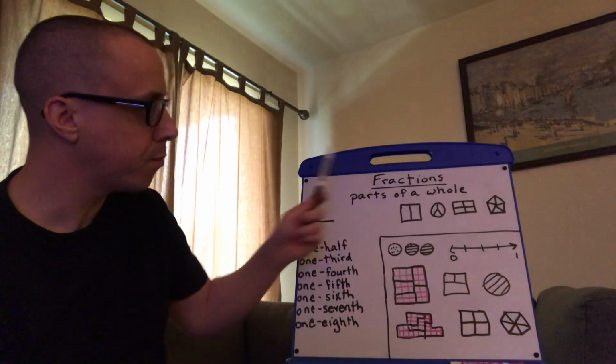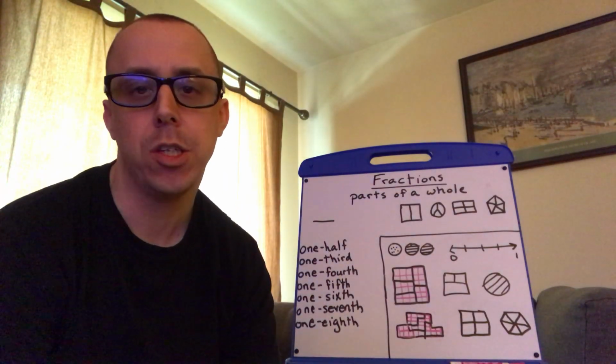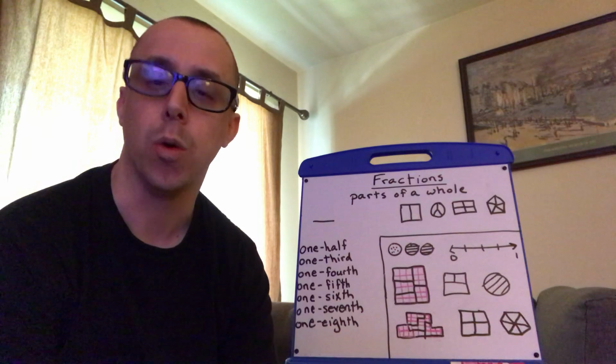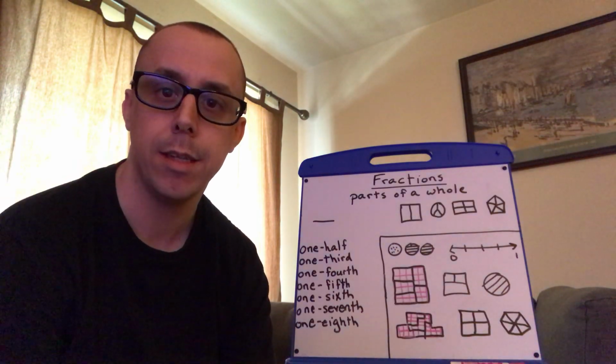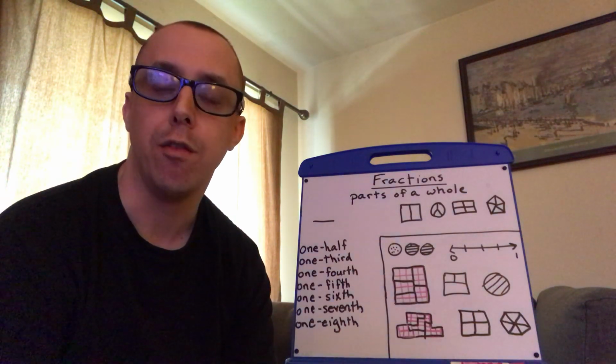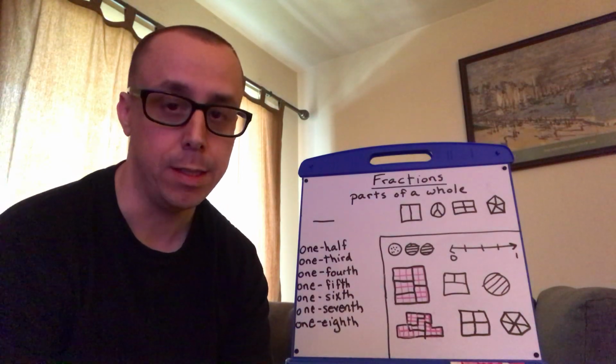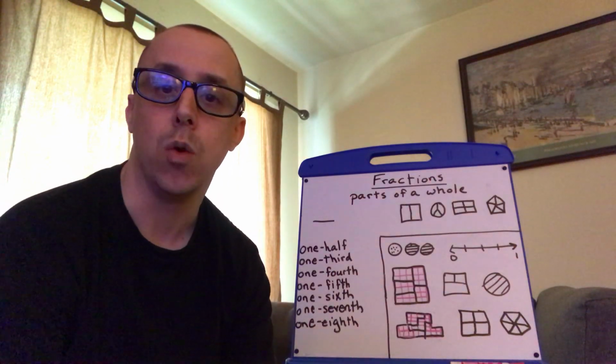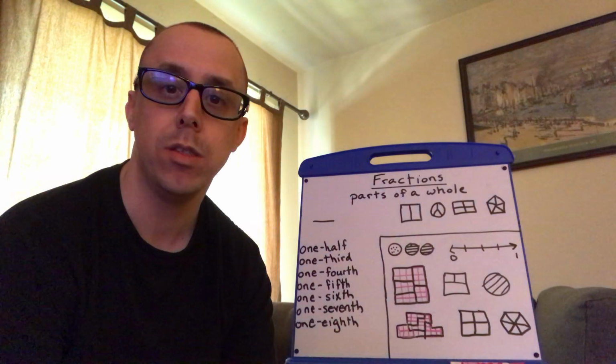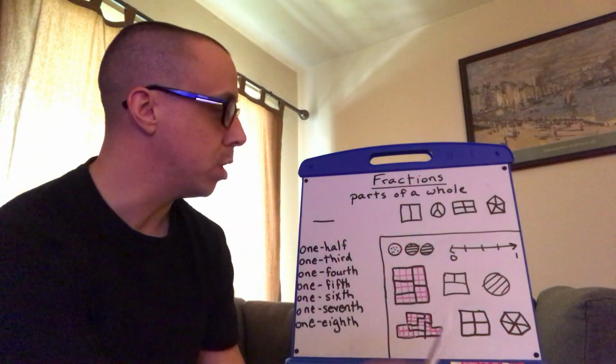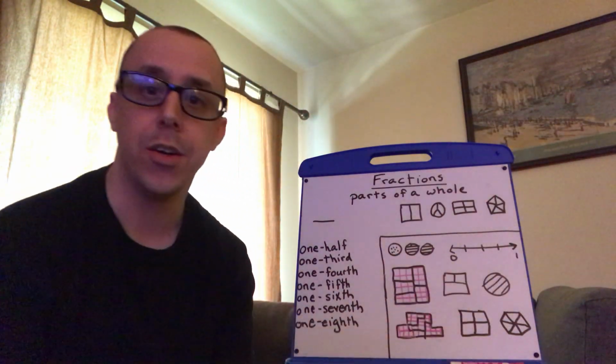Okay, so to begin, fractions are a part of a whole, or parts of a whole. They represent only a part of a full object or a full set of things, so it's not one whole. So fractions exist between 0 and 1 on a number line.